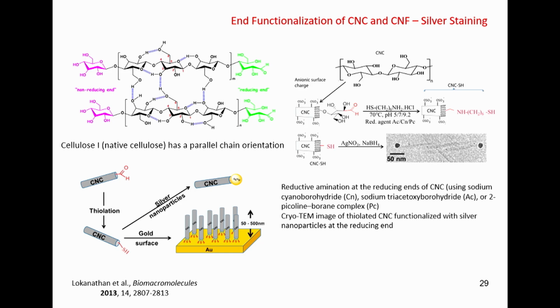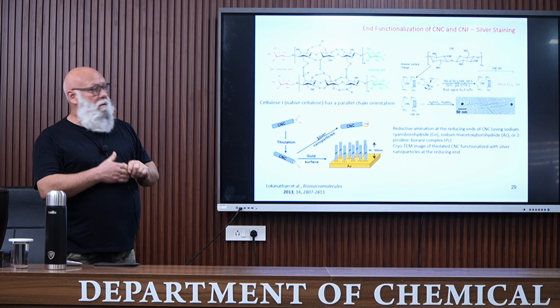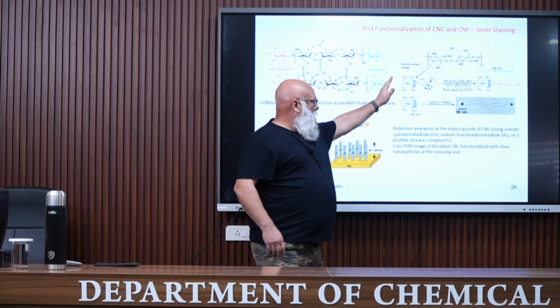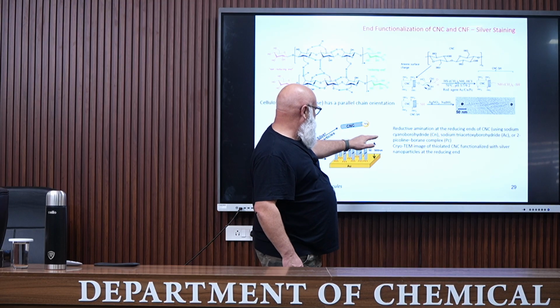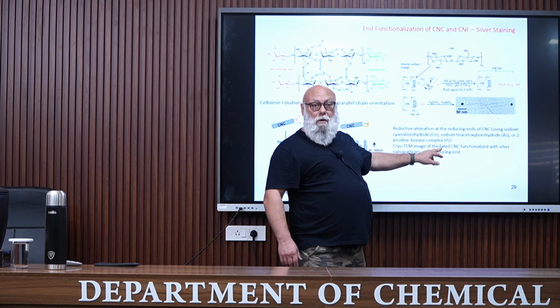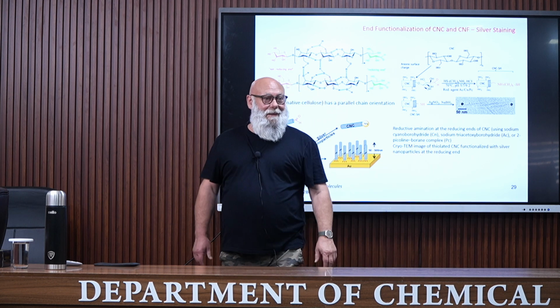It is the end functionalization of cellulose nanocrystals and cellulose nanofibrils. You remember that in the cellulose macromolecule, the two ends are not equivalent. There is a non-reducing end and a reducing end. And it's possible to specifically graft the reducing end following some chemistry that I will not detail here because I'm not expert in this. I know that it's called, where is it? Thiolation. Yes, I'm correct. Thiolation.